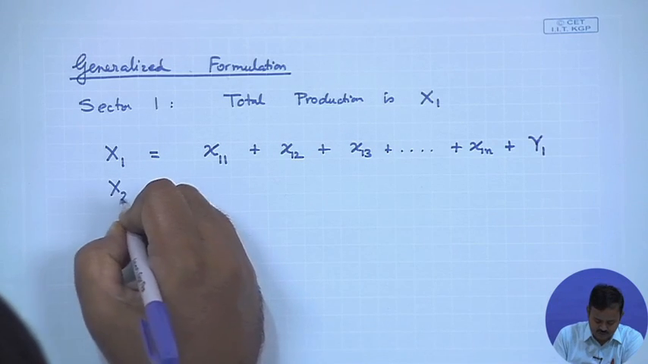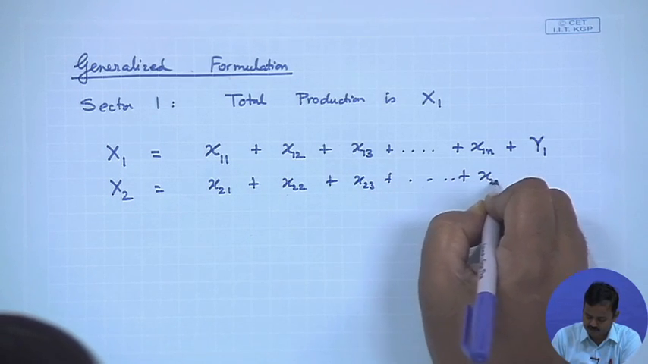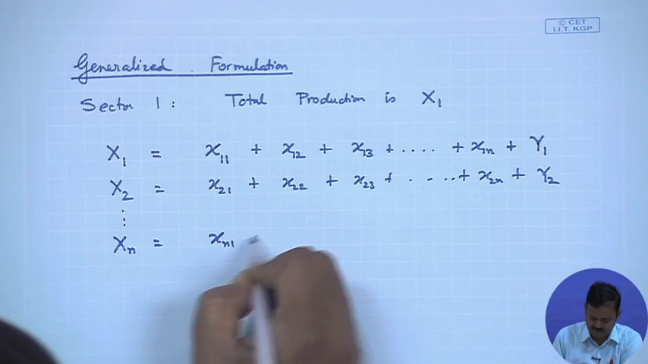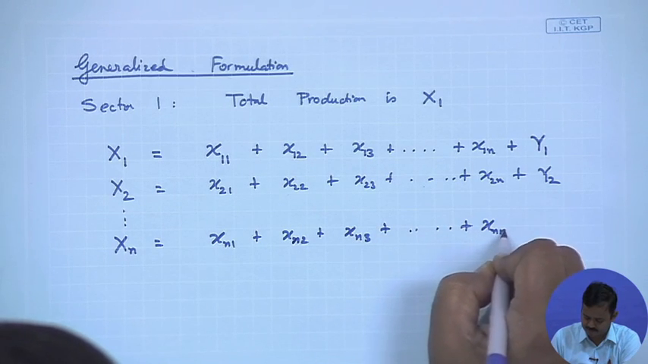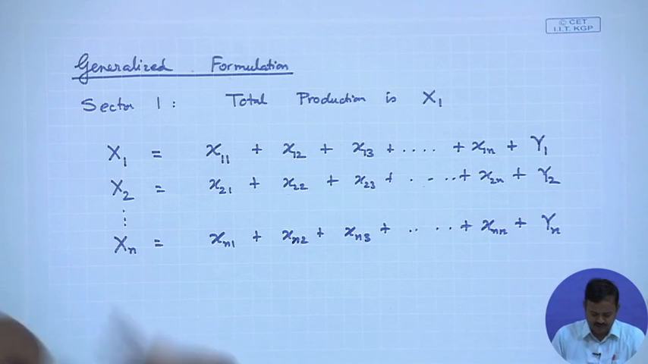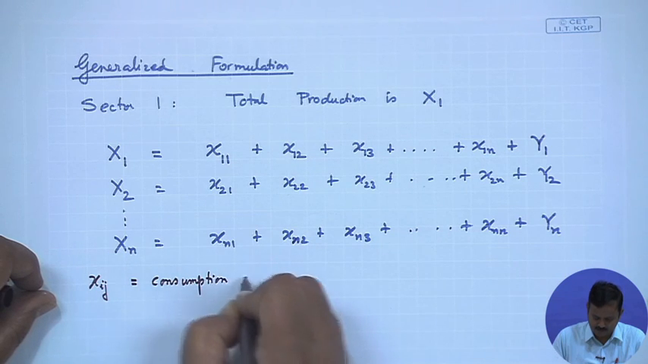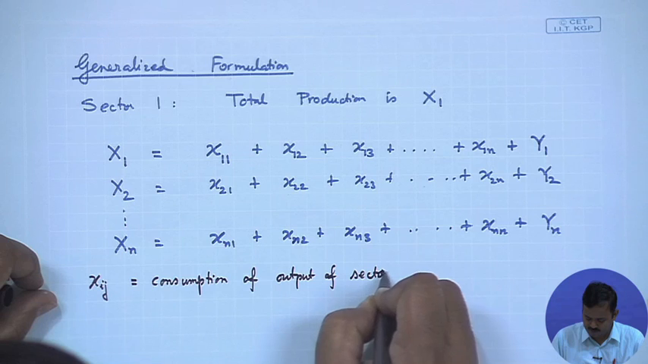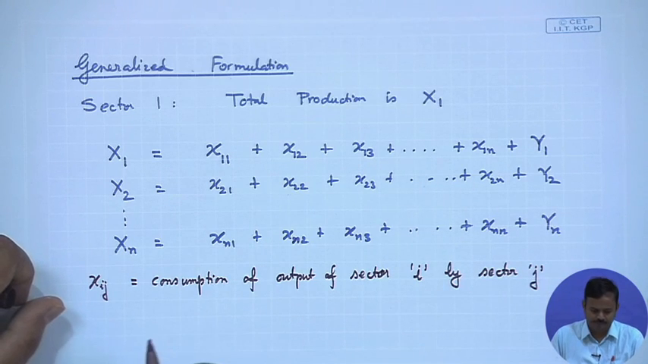So, similarly, I can write X2 is going to be X21 plus X22 plus X23 plus up to X2n plus Y2. And similarly, Xn. All right. So, what do I mean by this? Let me write down here, Xij is consumption of output of sector i by sector j. Clear?